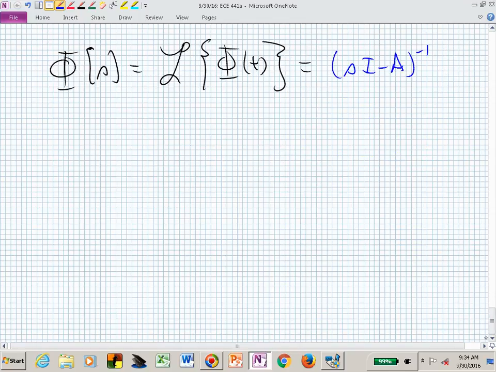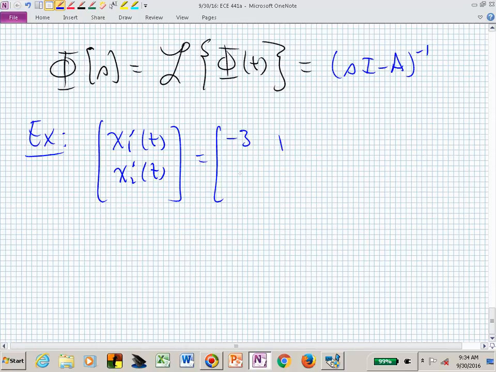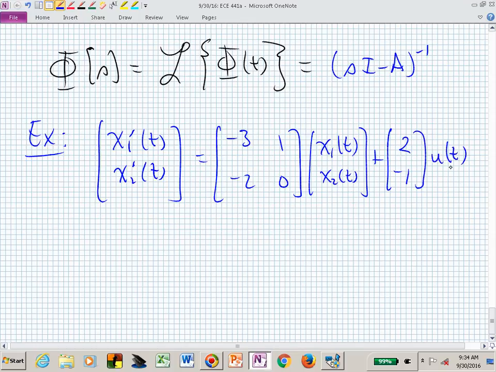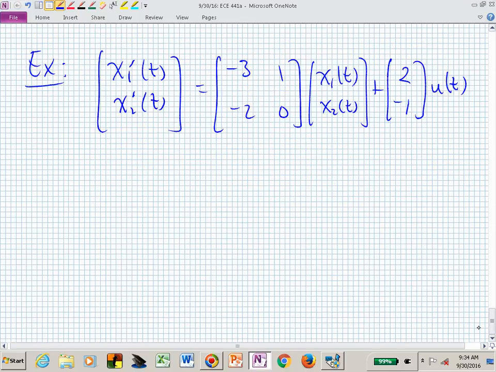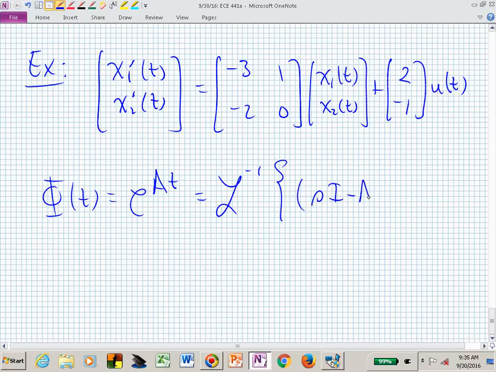Let's look at computing that. Suppose that we had a system that's second order, and we want to know how is this system, or can we find the response of this system to initial conditions or a forcing term or both. Meaning, first let's find the state transition matrix. Phi of t is e to the At, which is this inverse Laplace transform of (sI minus A) inverse.